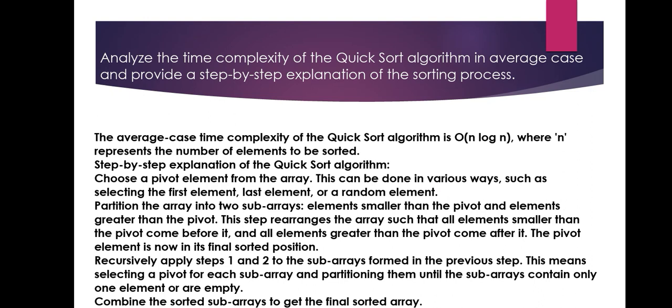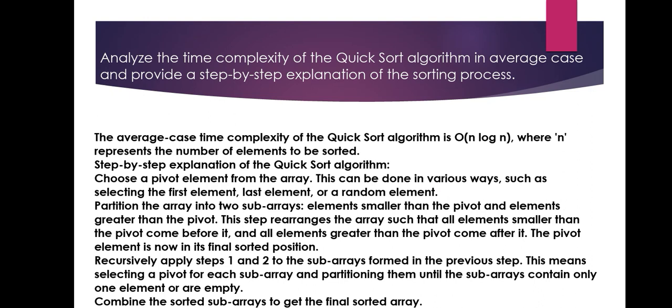And here is the step-by-step explanation of the quicksort algorithm. Choose a pivot element from the array. This can be done in various ways, such as selecting the first element, last element, or a random element. Partition the array into two subarrays, that is, elements smaller than the pivot and elements greater than the pivot. This step rearranges the array such that all the elements smaller than the pivot come before it and all the elements greater than the pivot come after it. The pivot element is now in its final sorted position.